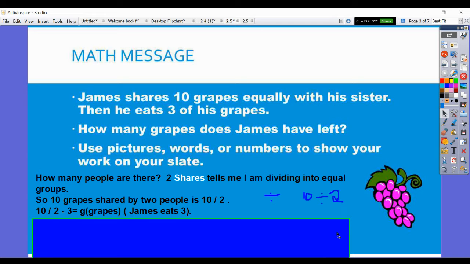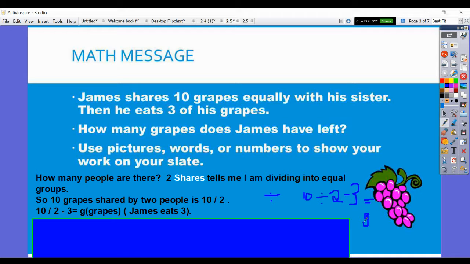And when we think about it, then we go to the next step, which is then he eats 3 of his grapes. So after he divides his 10 grapes between 2 people, he and his sister, then he eats 3. And if he's eating 3, he's taking away 3. So that would be minus 3. So we would do 10 divided by 2 minus 3. And we're not sure what he has left, and so that would equal G for grapes.